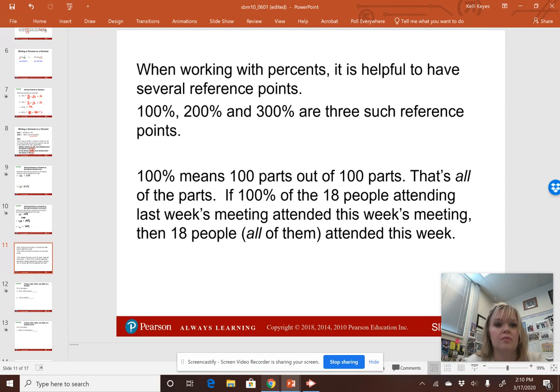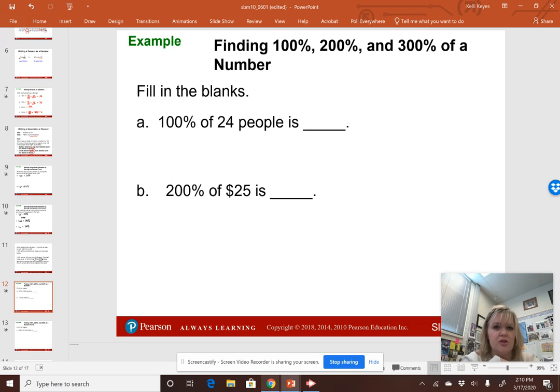If you have 100% of something, that means you have the entire thing, right? So if I say 100% of the 18 people attended the meeting last week, that means all 18 attended, 18 for 18. And 100% of 24 people means all of it, so that will be all of the 24 people. So that will be just 24. That's the entire thing.